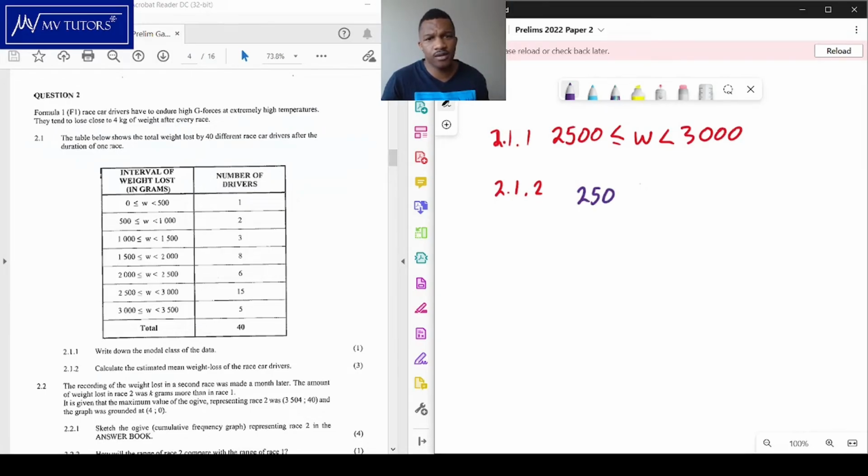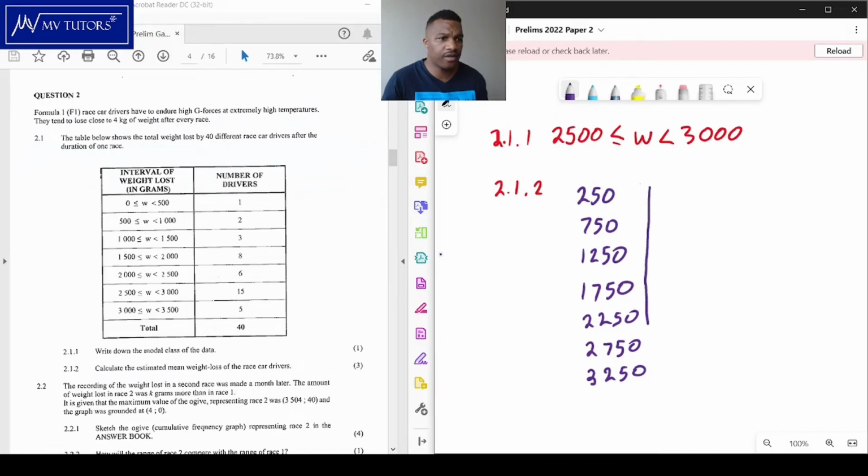The next one, between 500 and 1000, that's 750. The next one will be 1250. The next one will be 1750. The next one is 2250. The next one is 2750. And then in between 3000 and 3.5, that's 3250. Okay, and so that's what I want to put in the calculator, versus, let me just put the modes, the frequencies. That's 1, that's 2, that's 3, that's 8, that's 6, that's 15, and then that's 5.